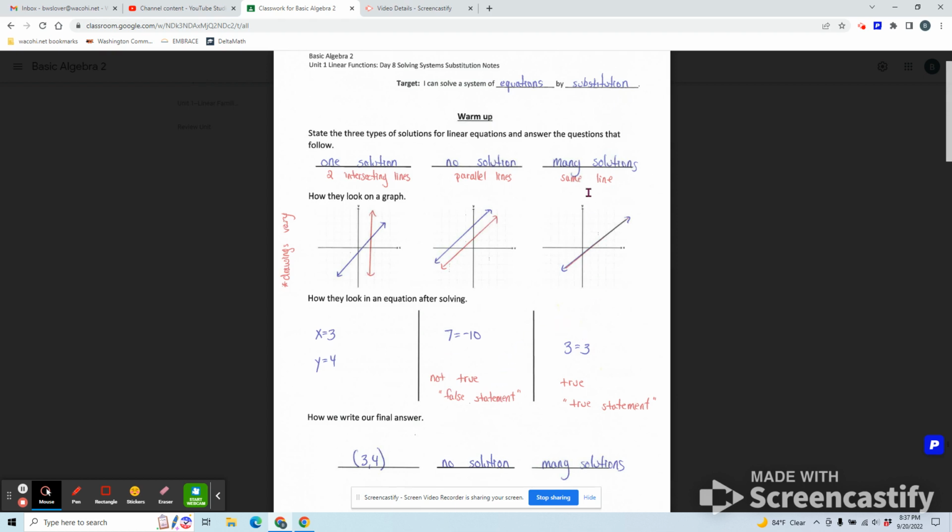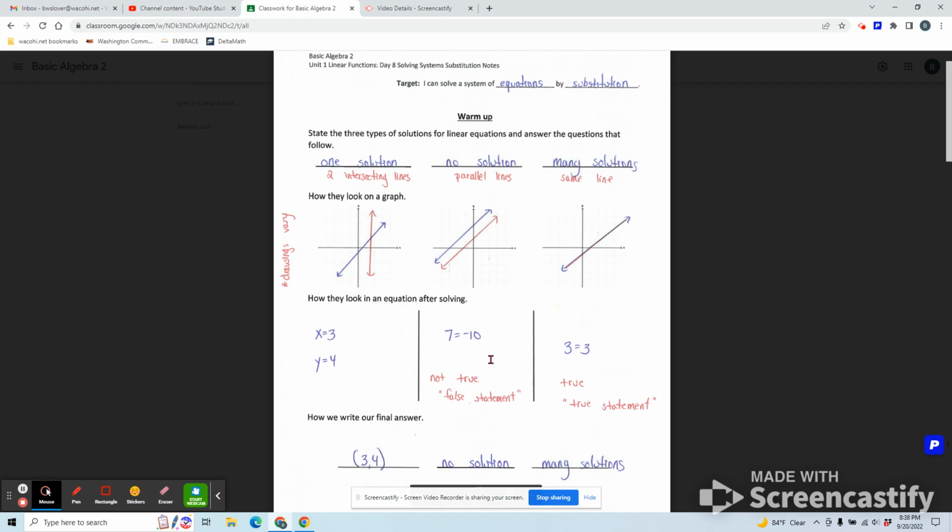You could also see something for many solutions: 3 equals 3. Well, that's true, right? 3 does equal 3. That's a true statement. So if you see any of these after you solve, here's how you answer. If I have x equals 3 and y equals 4, that means I have an ordered pair as my solution. It means the lines intersect at (3, 4).